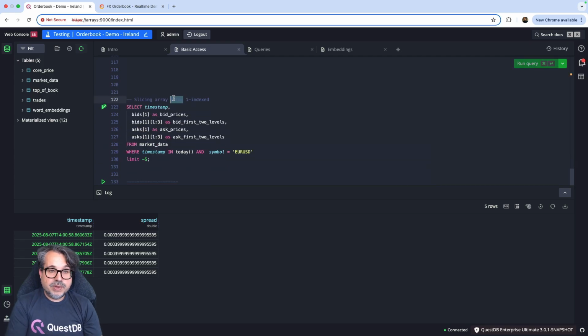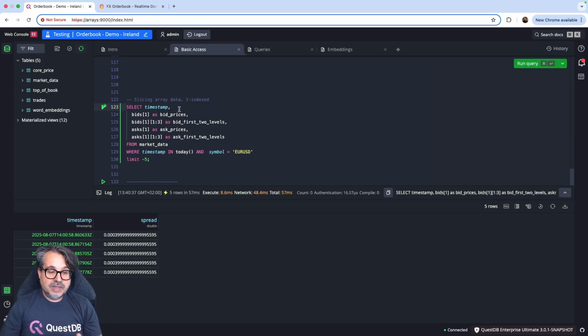The other thing you can do with arrays is to get a slice. I'm ingesting 40 positions right now, 40 labels for each price and size, and for each side, for the ask and for the bids. But in some cases, I might be interested only in the top 3 labels for whichever reason. So I can slice my arrays. To slice an array, you use this syntax.